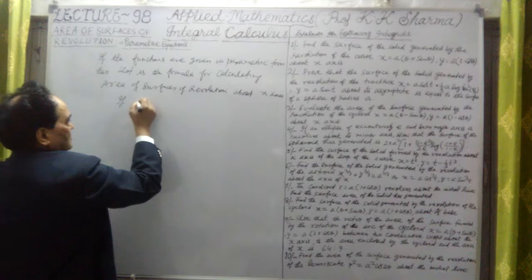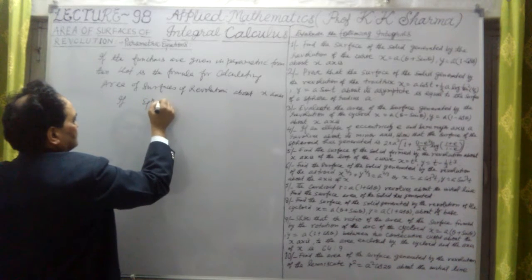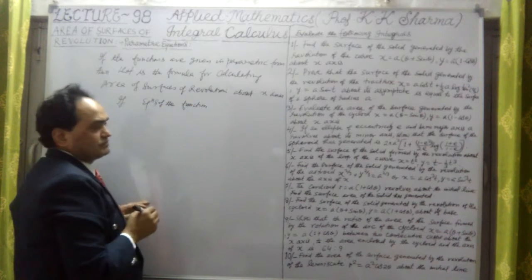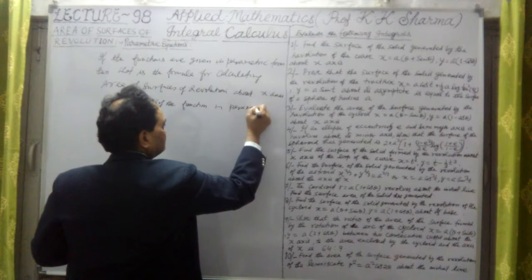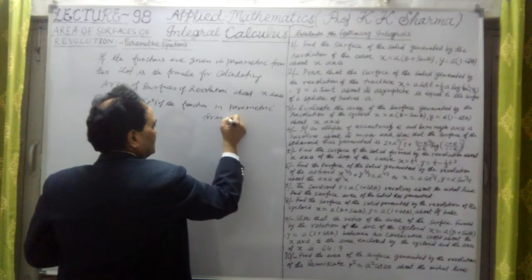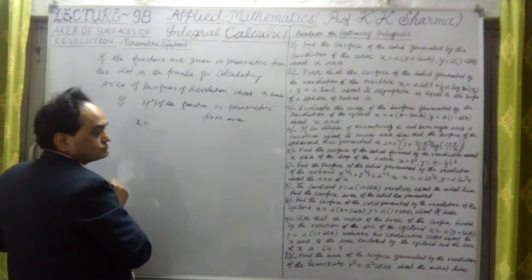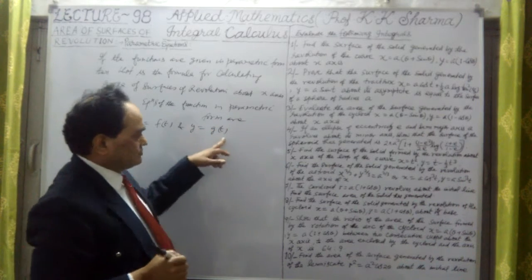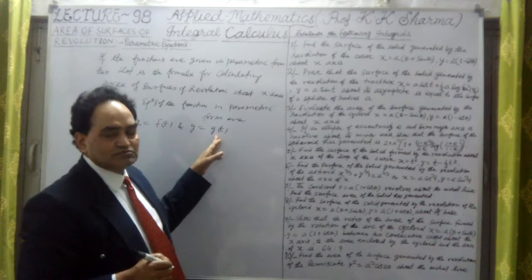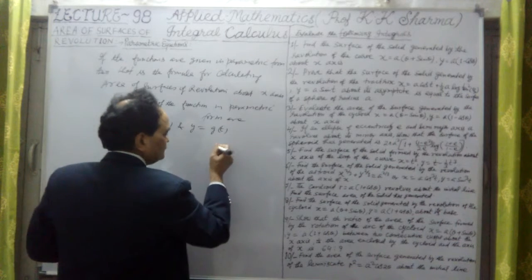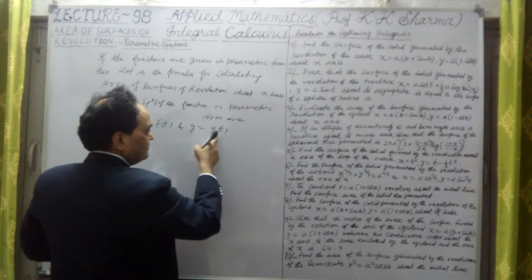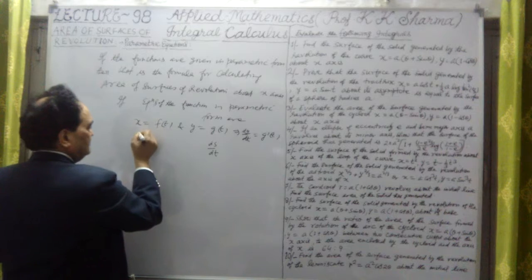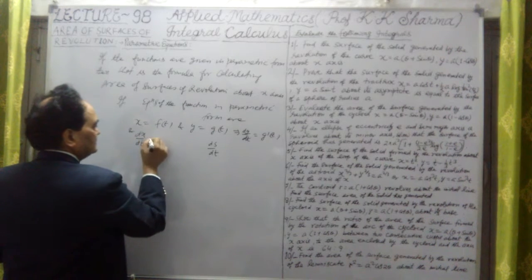If the equations of the function in parametric form are, let us take, x equal to f(t) and y equal to g(t). This is in terms of the parameter t. So x is expressed in terms of t, and y is also expressed in terms of t. Then we find ds/dt. We differentiate these values. This implies dy/dt equal to g'(t). Similarly, dx/dt equal to f'(t).